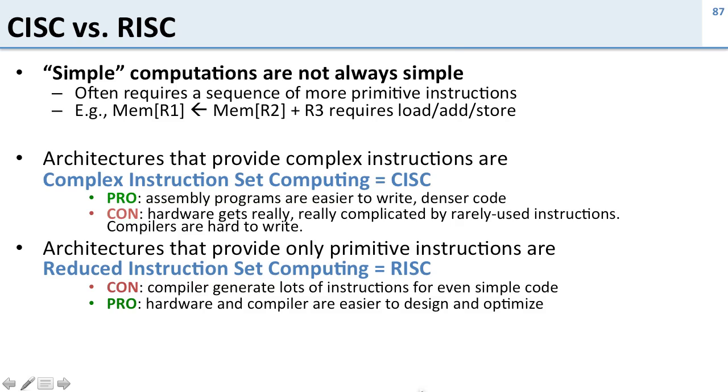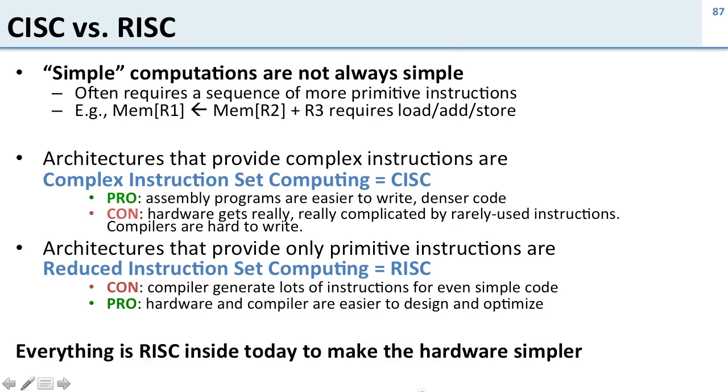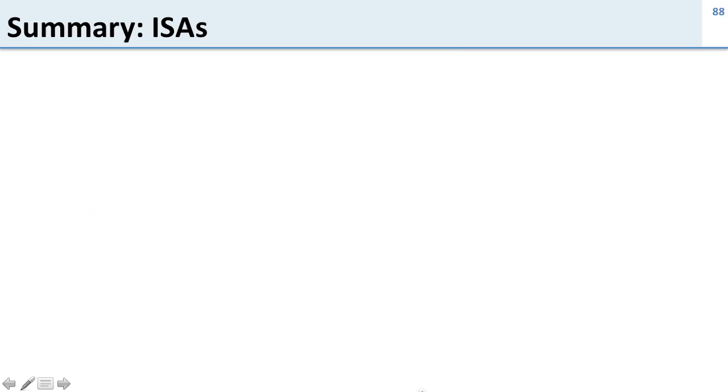And this has really won out and turned out to be really important. So everything is RISC inside today to make the hardware simpler. And we saw this with x86, how it decodes the x86 instructions into simpler MIPS-like RISC instructions inside.